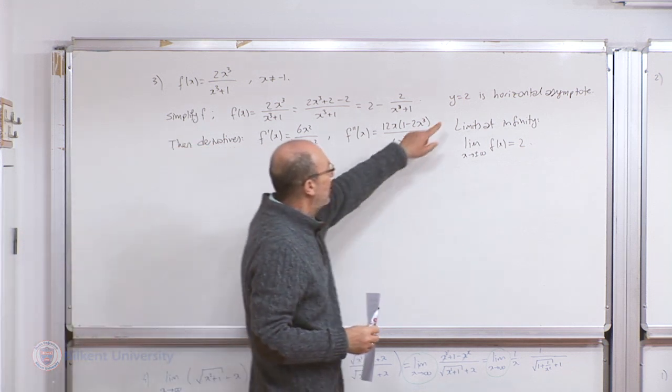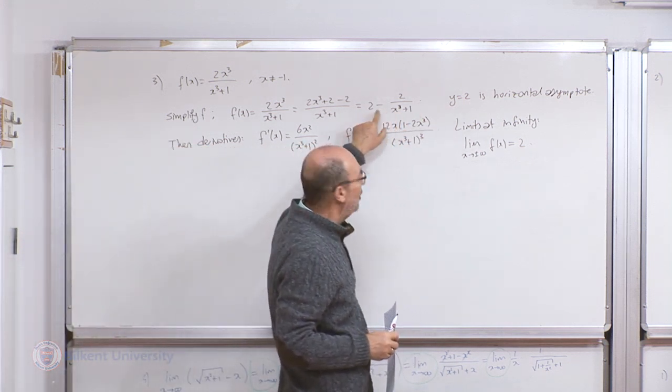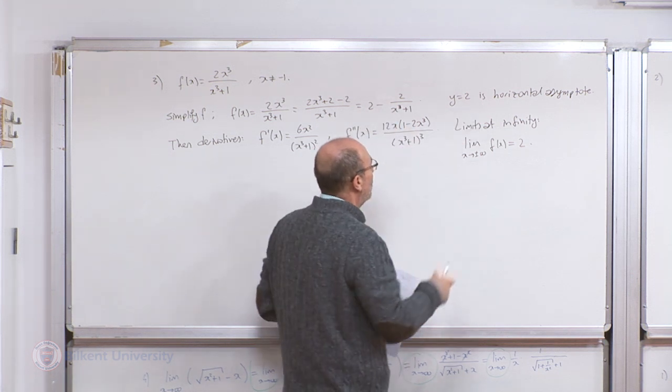Well, the easiest case is here. Take the limit as x goes to infinity. You have 2. So that's the meaning of horizontal asymptote.